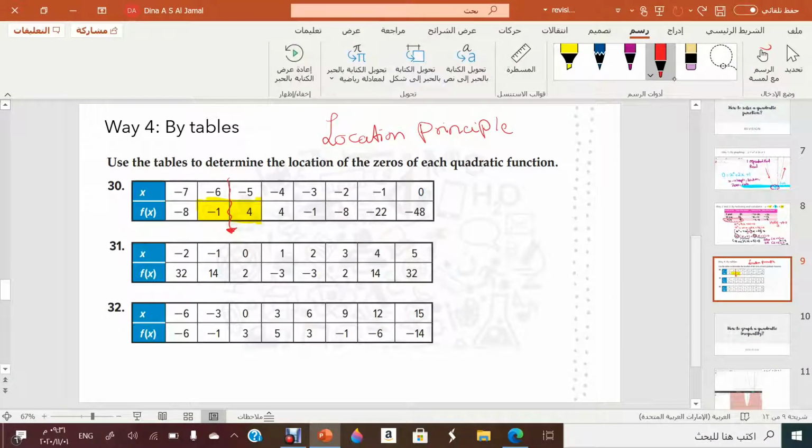So your first root will be between x is equal minus 6 and x is equal minus 5. So that was the first one.